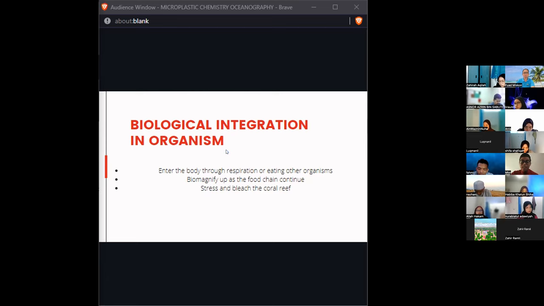So biological integration in an organism will enter the body through respiration or eating other organisms. Respiration applies to a fish, not to humans, because we cannot inhale microplastic in the air. We cannot see plastic in the air, right? So biomagnification will go up as the food chain continues. And plus, microplastic can stress and bleach the coral reef, which will damage our tourism industry and the aesthetic of the ocean, and that will become a huge problem in the future.